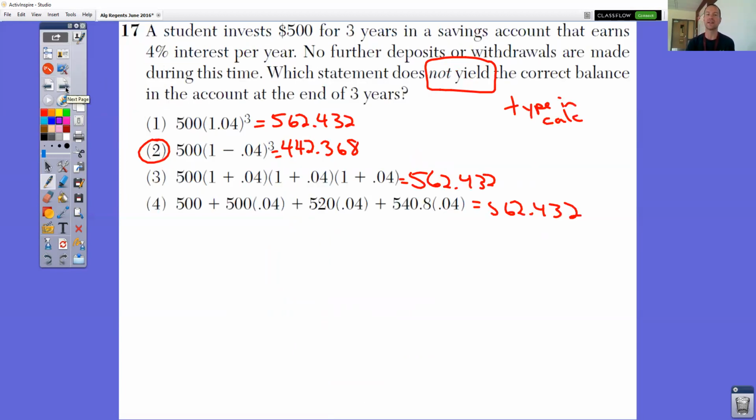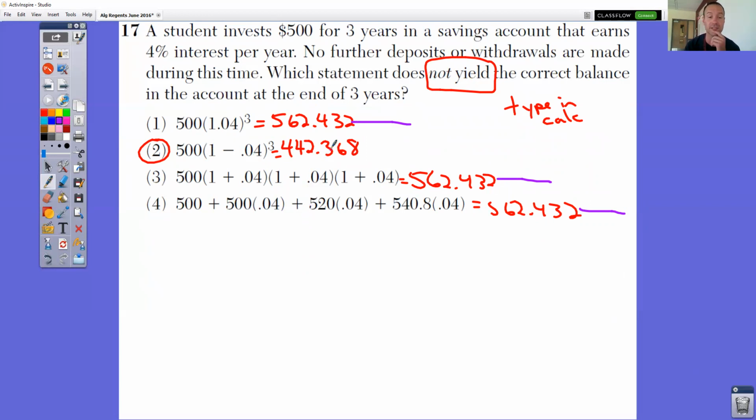Question number 17, a student invests $500 for 3 years into a savings account that earns 4% interest per year. No further deposits or withdrawals are made. Which statement does not yield the correct balance in the account at the end of 3 years? Well, what I would do in this one is type in all these and see what the different numbers are. Notice that we get 3 of the same exact answers. This answer is the one that's different.